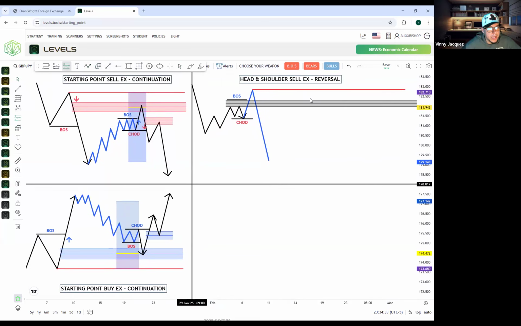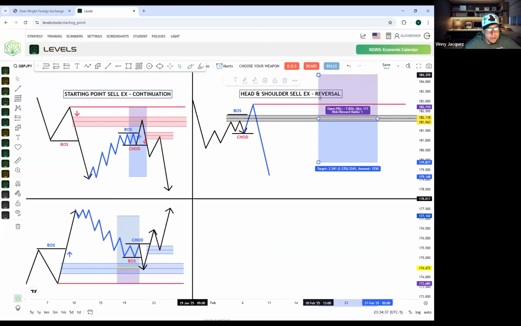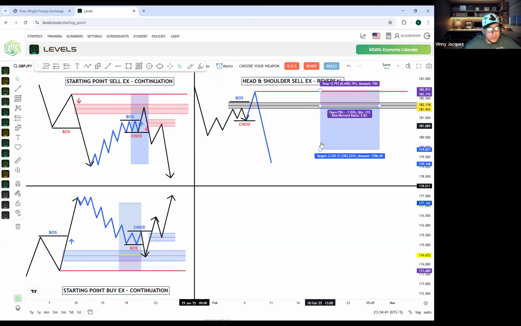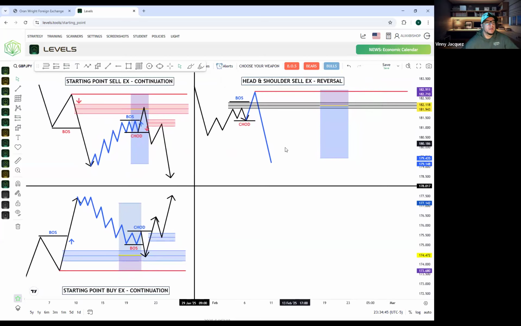So now we're awaiting right here. My entry, my stop loss with the minimum 1 to 3 risk to reward. Minimum 1 to 3. Now, guys, the same thing.